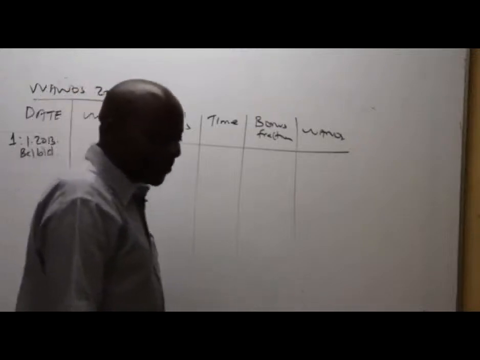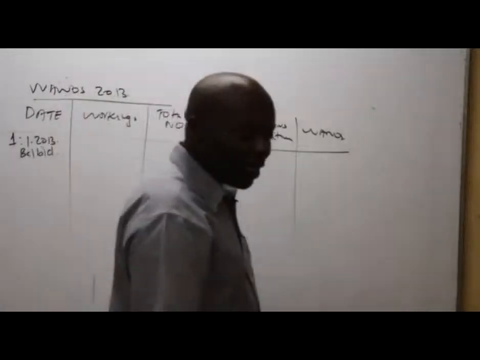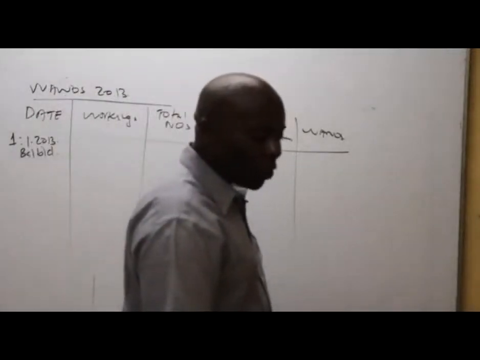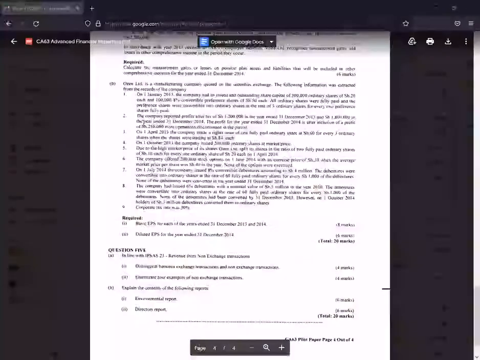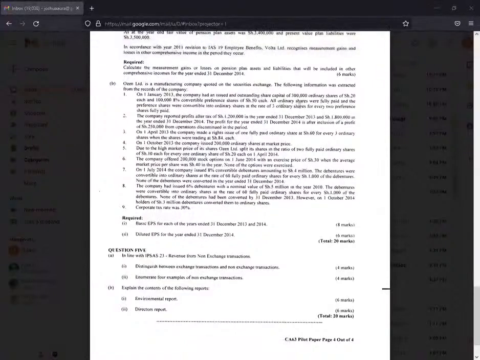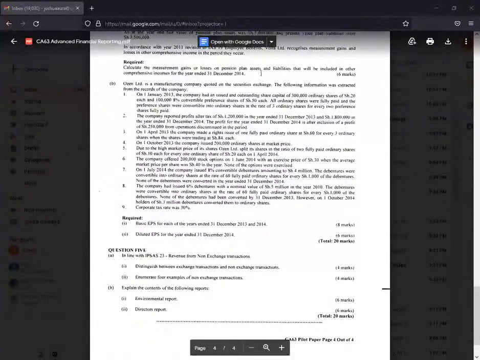300,000? Please don't bring preference shares here. Here we are only bringing ordinary shares, only the number of ordinary shares. So in this case, on 1st of January, the company had issued and outstanding share capital of 300,000 ordinary shares. And please remember, we bring number of ordinary shares.